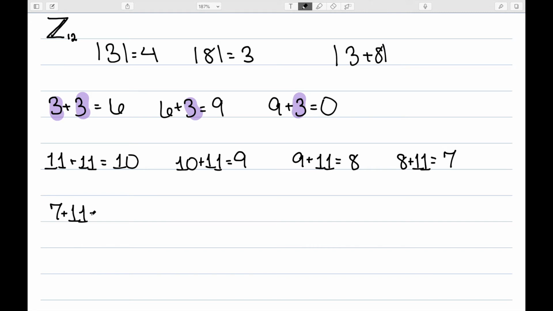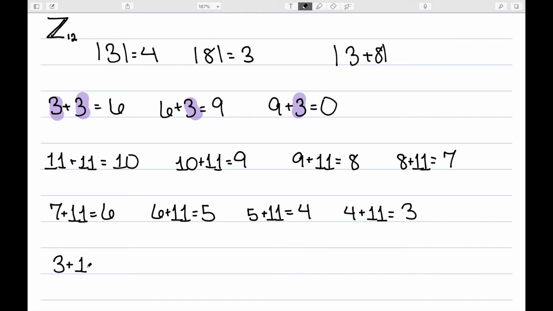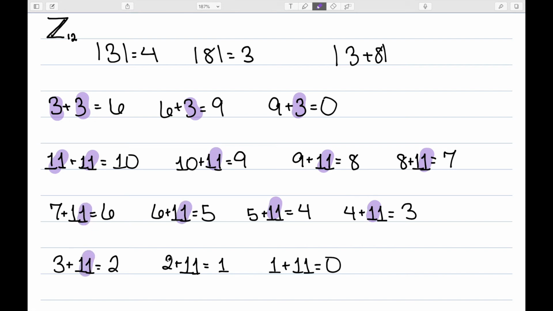7 plus 11 is 18. Mod 12 is 6. 6 plus 11 is 17. Mod 12 is 5. 5 plus 11 is 16. Mod 12 is 4. 4 plus 11 is 15. Mod 12 is 3. 3 plus 11 is 14. Mod 12 is 2. 2 plus 11 is 13. Mod 12 is 1. And finally, 1 plus 11 is 12. Mod 12 is 0. So we have 1, 2, 3, 4, 5, 6, 7, 8, 9, 10, 11, 12. So the order of 3 plus 8 is 12.